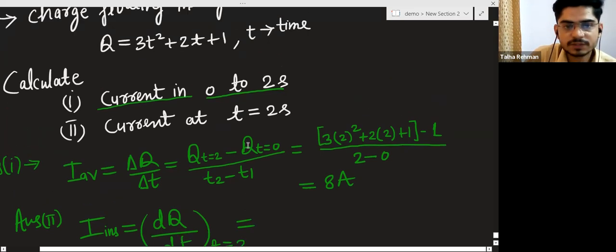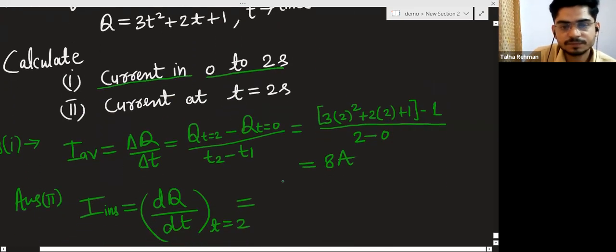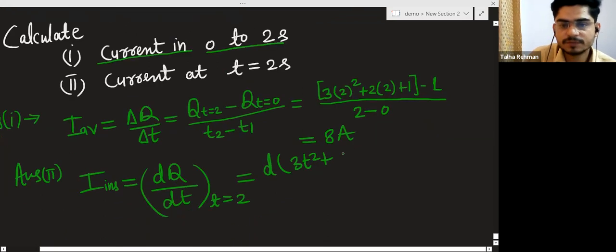So now please differentiate this: 3t square plus 2t plus 1. Are you comfortable with this? Yes, sir.